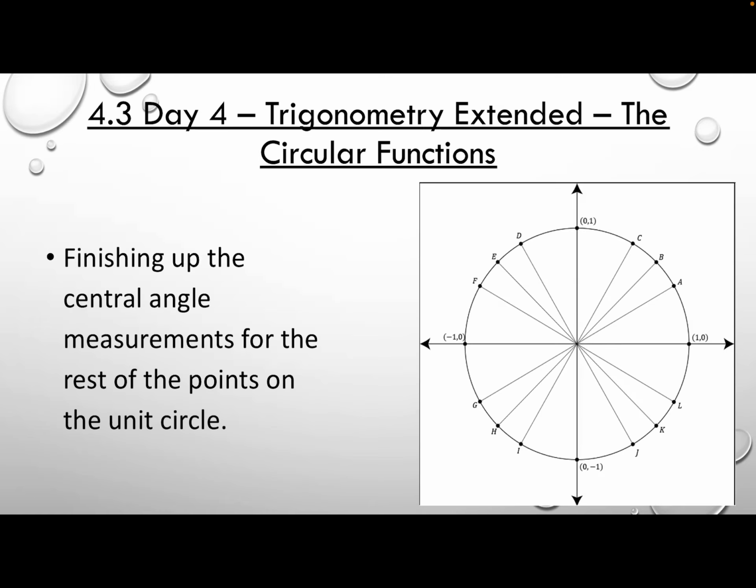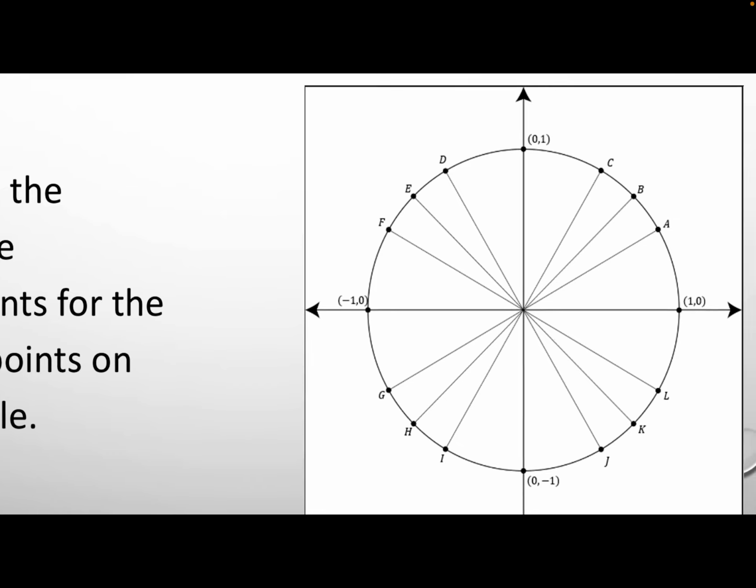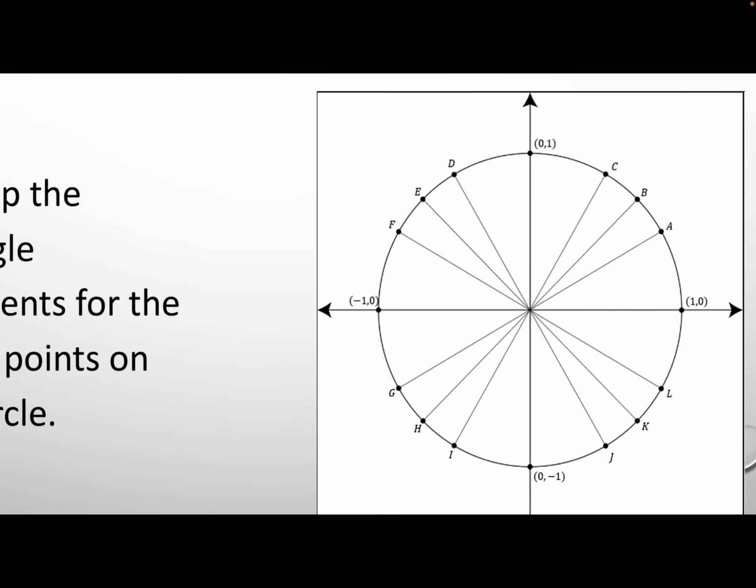The first thing that we're going to do is complete, and hopefully you have your full circle in front of you that you copied down in a previous lesson, with all the points A, B, C, D, E, F, G, H, I, J, K, L. We're going to quickly finish up all the angle measurements for each of the points. So we already talked about the angle measurements for A, B, and C. Okay, so just a quick recap there.